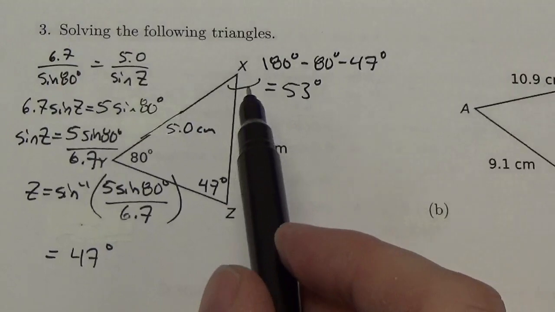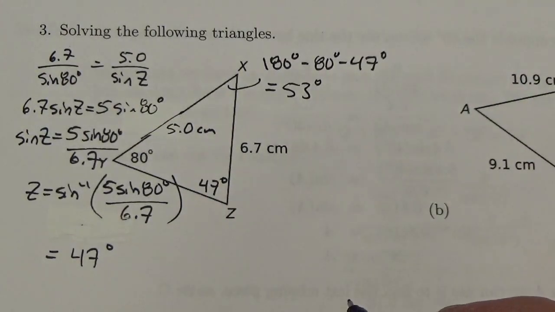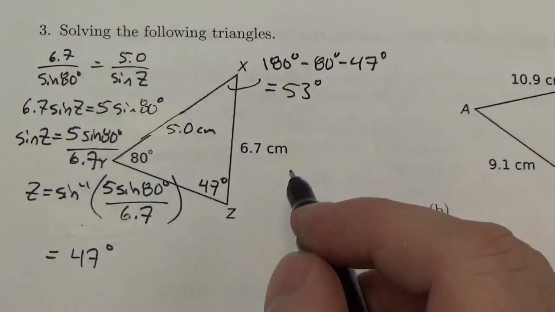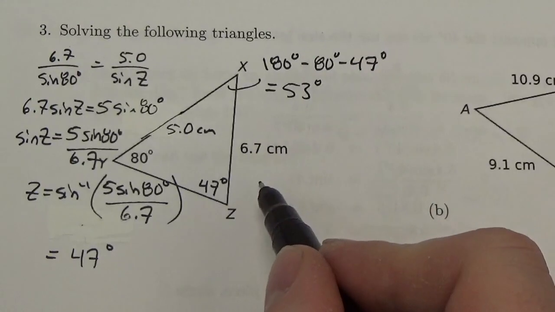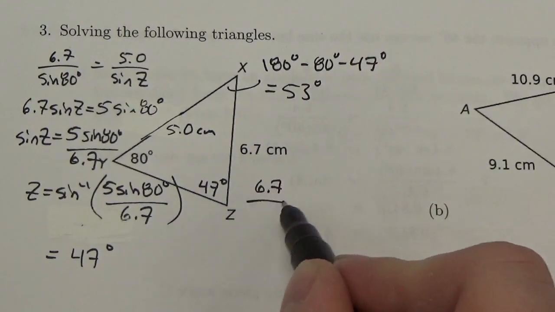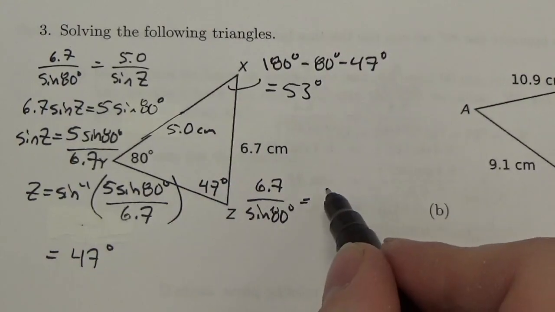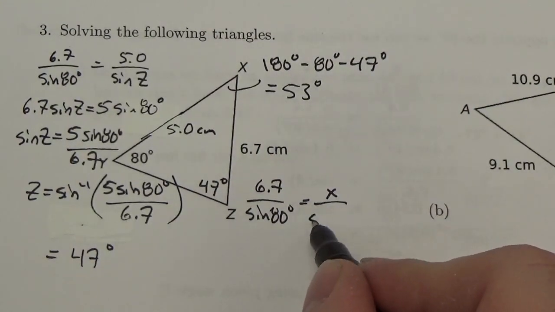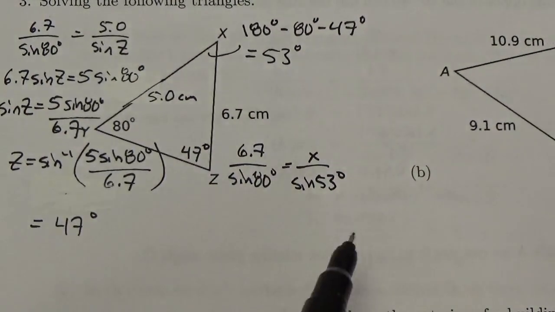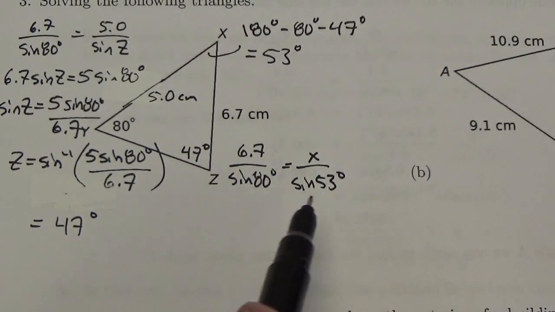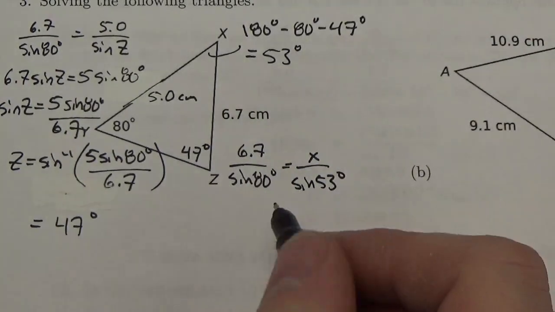I could use the sine law again to figure out this side, or I could use the cosine law. Now, let's use the sine law, because it's a little easier, but let's use the original information that I had here. So I'm going to use 6.7 over the sine of 80 is going to equal little x over the sine of 53 degrees, what I just figured out here. Now, there is going to be a little bit of an error here because I'm going to use 53 degrees just the way it sits. Okay, but there was a little bit of rounding that occurred there.